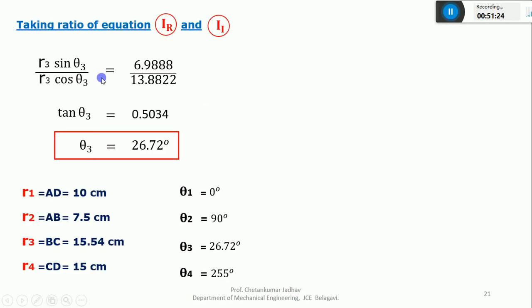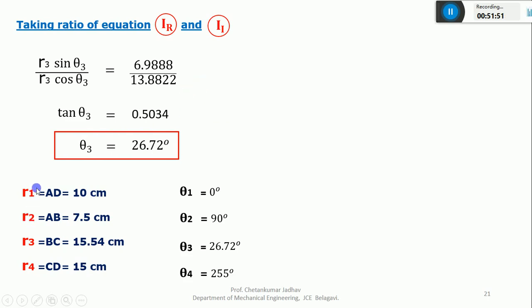We'll get r3 sin theta 3 by r3 cos theta 3 is equal to 6.9888 divided by 13.8822. Instead of squaring and adding, just take the ratio. We'll get tan theta 3 as this one. So theta 3 becomes tan inverse of this one. Use the calculator and you'll be able to get this theta 3. That is 26.72. Only the simplifications.